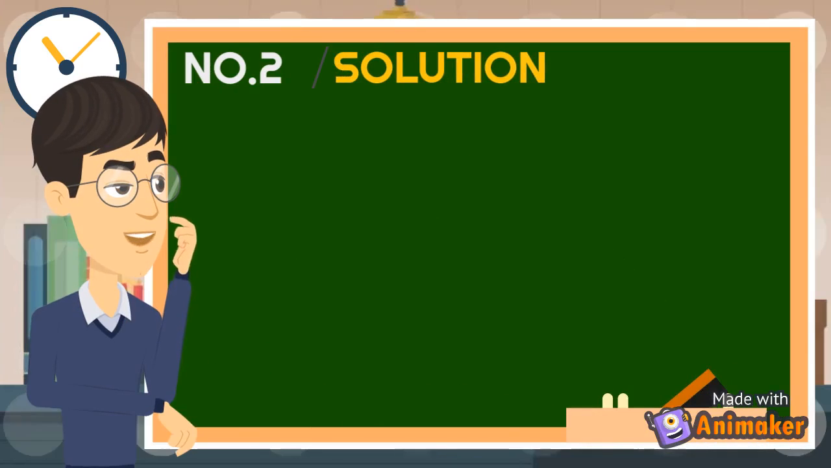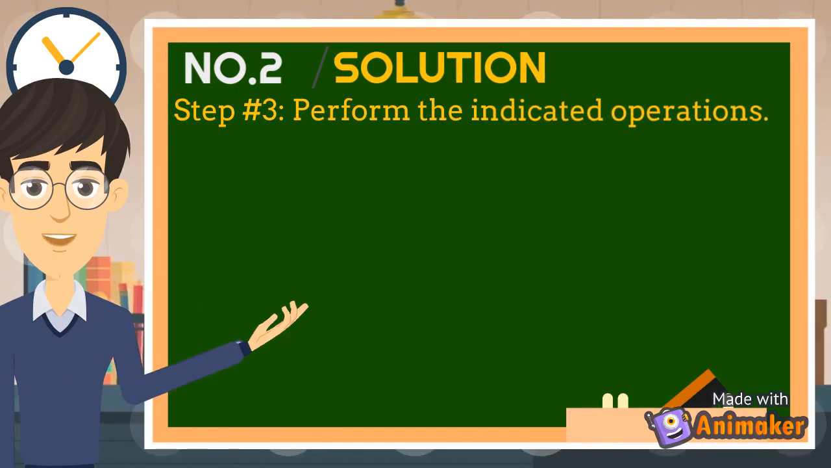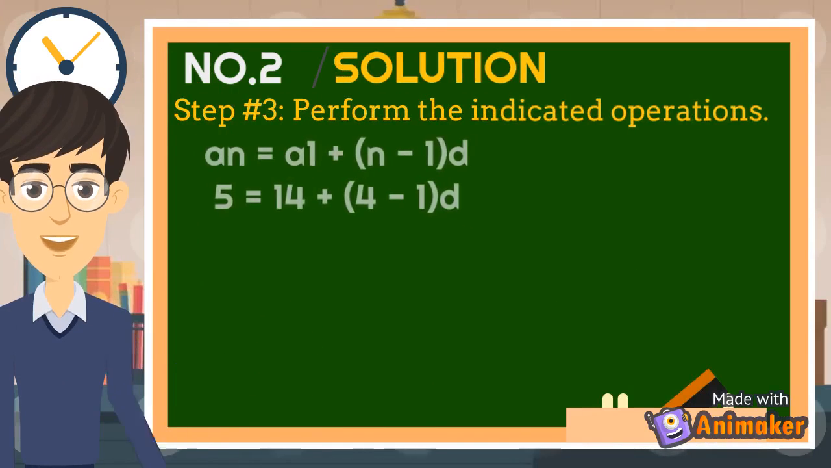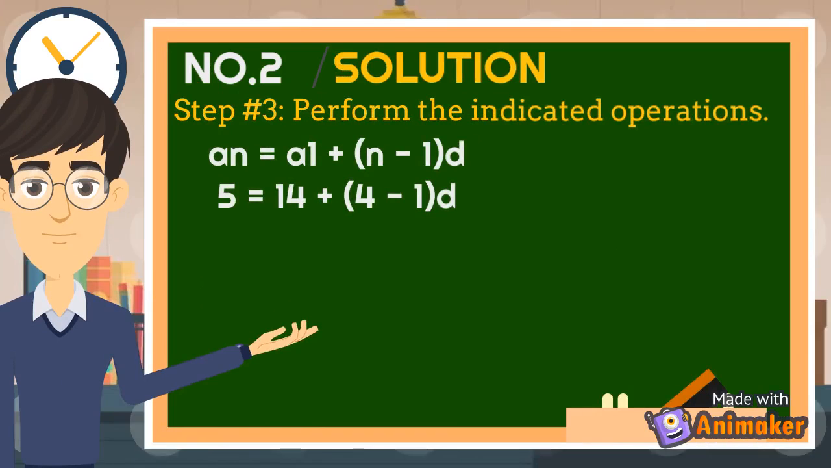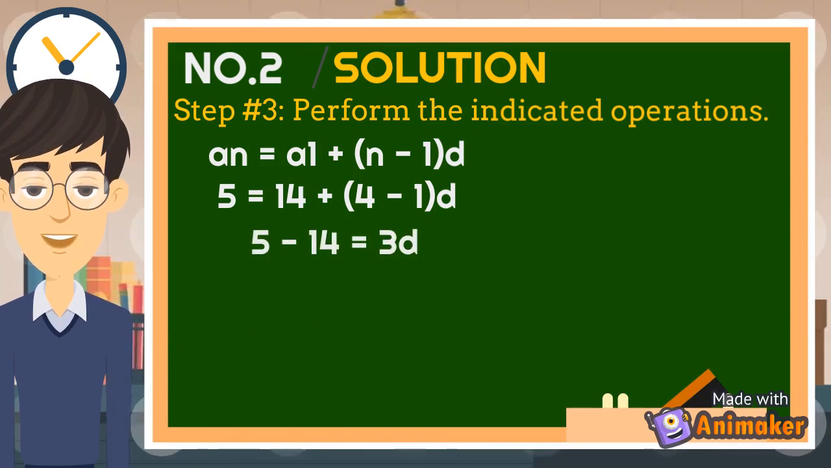For our third step, let us now perform the indicated operations. We need to determine first the value of our common difference. First, we will transpose 14 to the other side of the equation, which will give us 5 minus 14. Next, subtract 4 by 1 inside the parentheses, and multiply it to d. This will result in 3d.